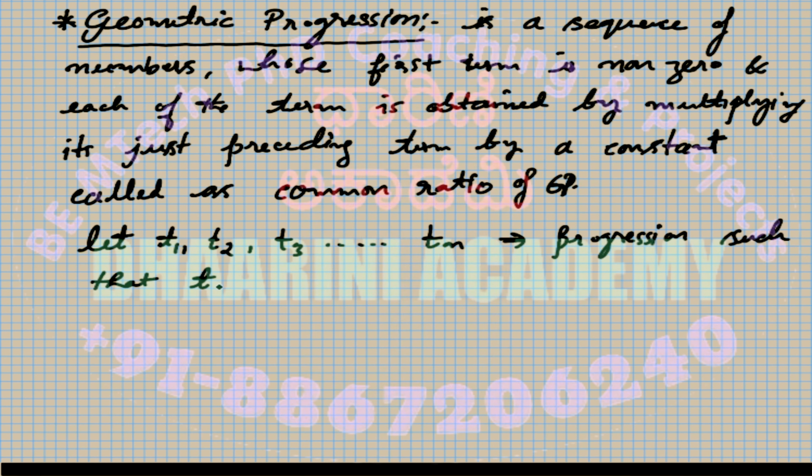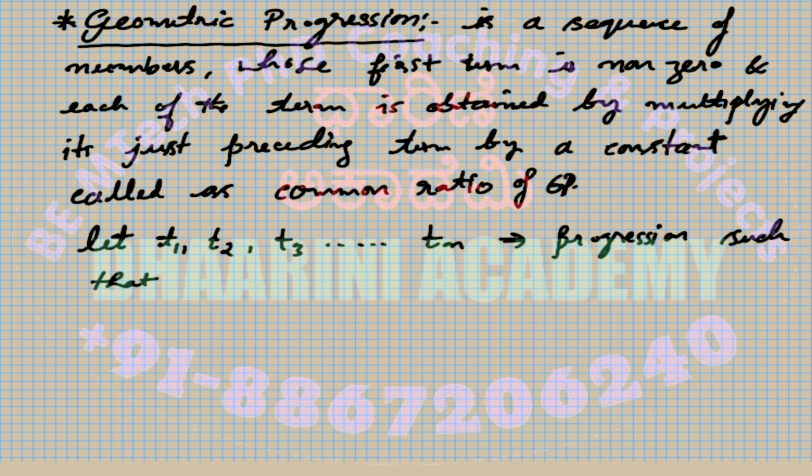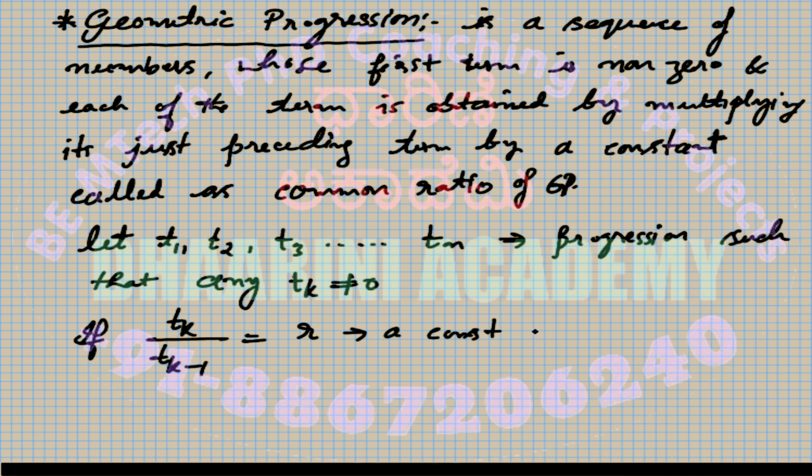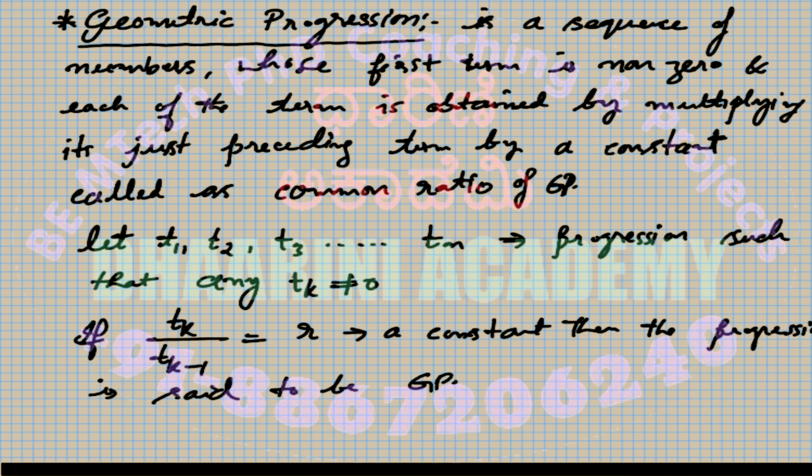Such that, I want to write it as any of the Tk is not equal to zero, and if this condition is met, that Tk divided by Tk minus 1 is R, if this is a constant, then the progression is said to be the geometric progression.